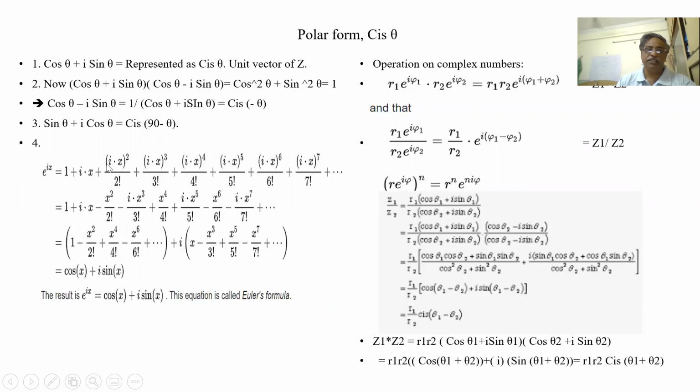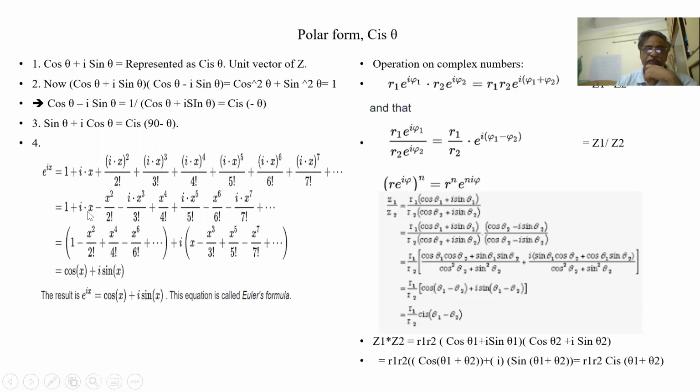So wherever x is there, I am putting ix. i squared is minus 1. This is i squared, this is minus 1. This is i cubed, which becomes minus i. i to the power of 4 becomes plus 1. So this repeats, the signature repeats: plus, i, minus, minus i, plus.